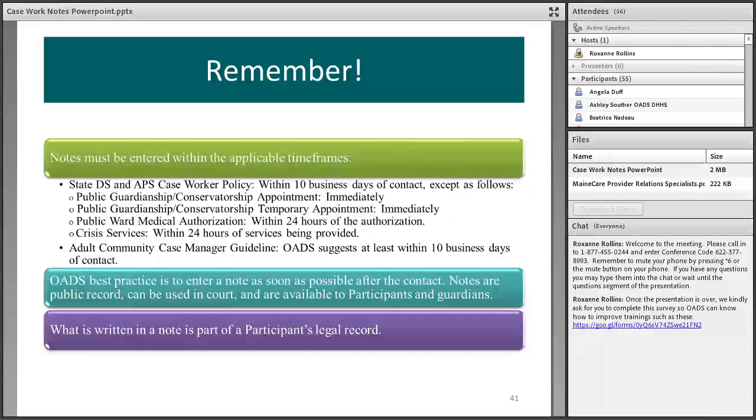Those notes are public record and can be used in court, and they are available to the participant and or their guardian. So again, remember that when you're writing the note. Professional, factual information, because they're legal documents, and the guardian or the consumer can read what you've written at their request. And it remains part of their legal records forever, basically.